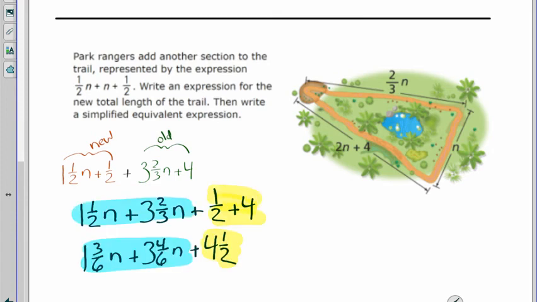So I combine the 1/2 and the 4, those constants. Those are like terms. And now I've got common denominators with my n's, and those are like terms. So now I can add them up together, and I get 1 and 3/6 plus 3 and 4/6, which is going to be 4 and 7/6 n plus 4 and 1/2. And 7/6, of course, is 1 and 1/6. So I actually get 5 and 1/6 n plus 4 and 1/2. And there is my simplified expression.